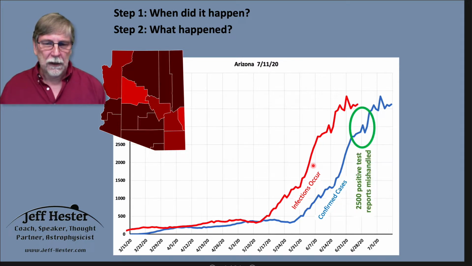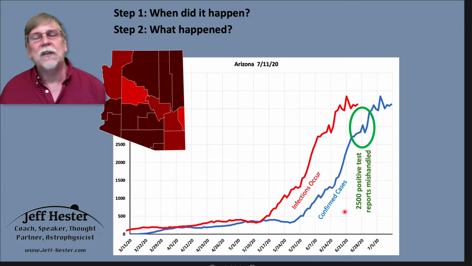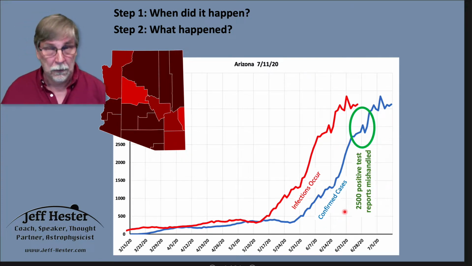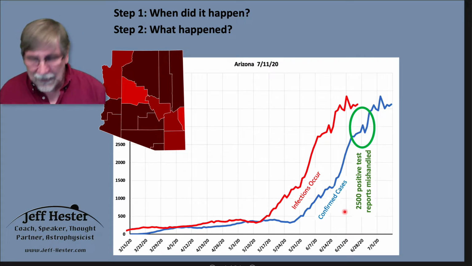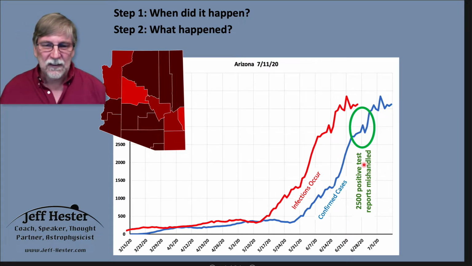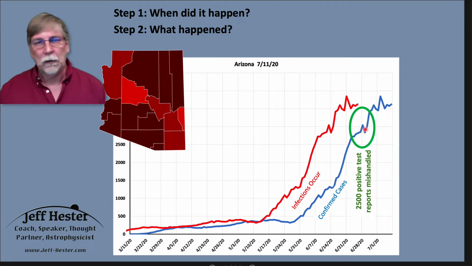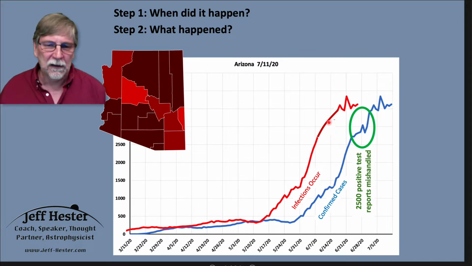So, for example, if you look at the data, the first thing that you have to do is be sure that your data aren't garbage. You do have problems with the COVID data. For example, in late June, there was a problem in Arizona where something like 2,500 positive test reports were mishandled. And so they didn't show up, then they did show up. Which means I'm going to say, I know there's a data problem right there, and I'm just going to smooth over that. Not going to be a big deal, but you have to worry about things like that.